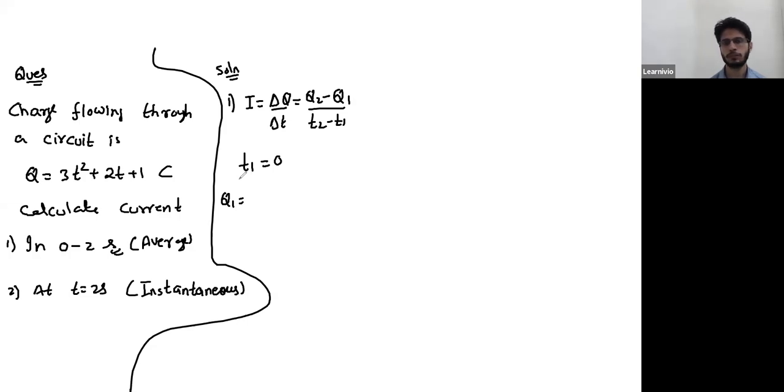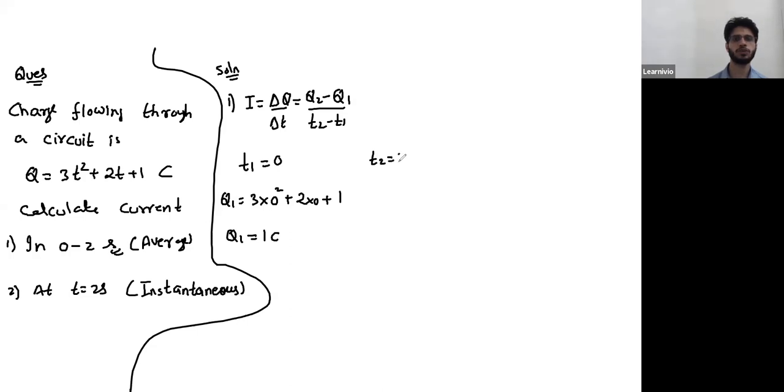No answer. Fatma, how do you calculate charge at t equal to 0? Place 0 instead of t. Yes. Instead of t, just substitute 0. So that's 3 into 0 square plus 2 into 0 plus 1. So your Q1 is 1 coulomb.